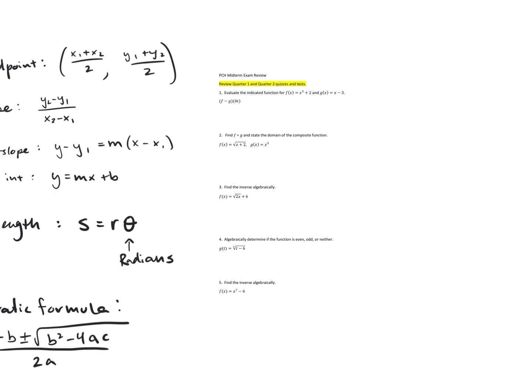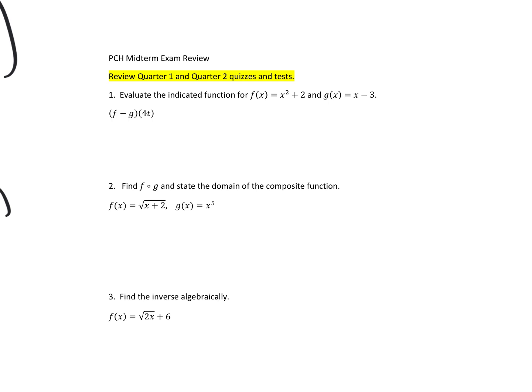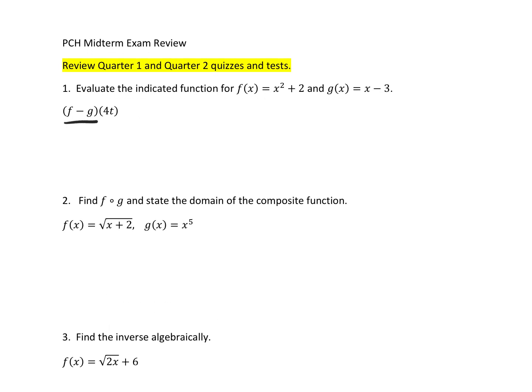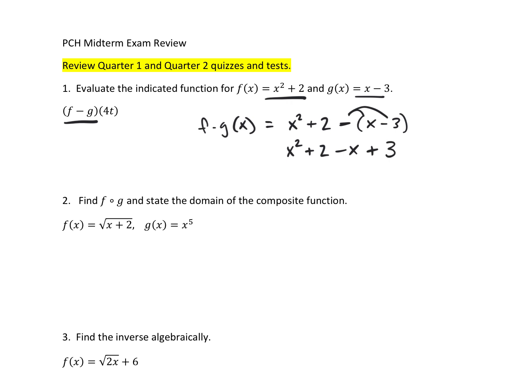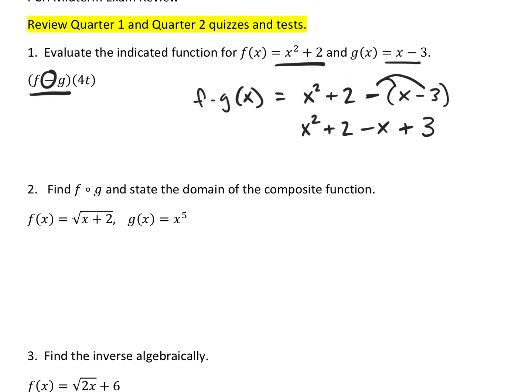So let's do the review. Looking at 1, it says evaluate the indicated function. We're looking for f minus g, so we take our f and subtract g. So f minus g, I'll call it of x to start, because we're just going to leave x's in there for now, would be x squared plus 2 minus x minus 3. When you subtract, make sure you plug it into parentheses, because next thing we would have to do would be distribute the negative. So this would end up being x squared plus 2 minus x plus 3. So when you're subtracting, don't forget to plug it in parentheses, because everything after it's going to turn negative.